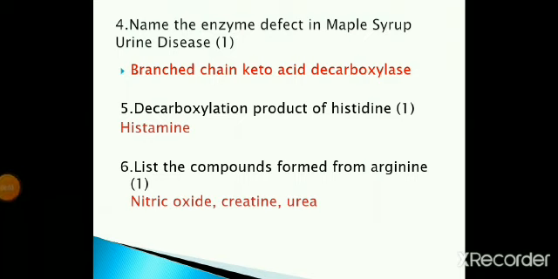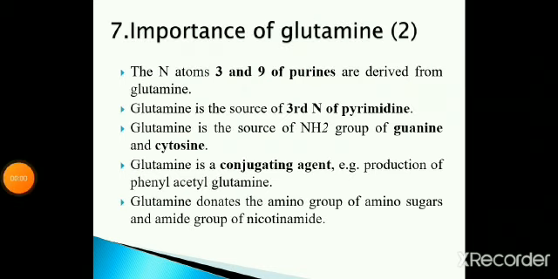Next question, name the enzyme defect in maple syrup urine disease. Answer is branched chain keto acid decarboxylase. Fifth question is the decarboxylation product of histidine. It is histamine. Then list the compounds formed from arginine. So the compounds formed from arginine include nitric oxide, creatine, and urea.